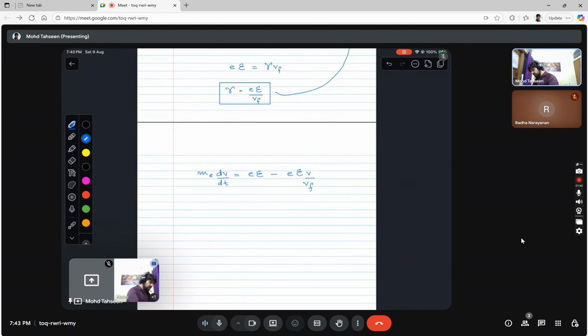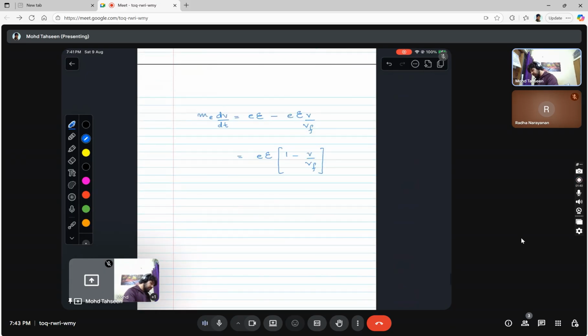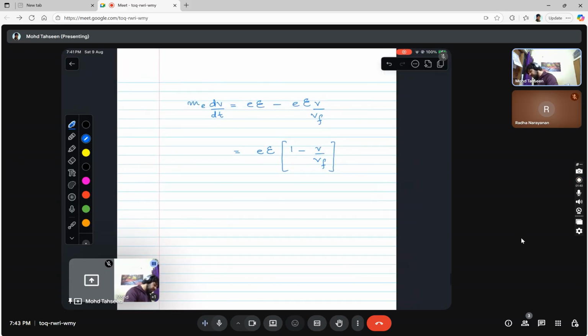And I can again rewrite it as E times 1 divided by 1 minus v divided by v over f, taking these two quantities as common. So this is becoming a differential equation in one variable now, which we solve. In the interest of time, I'll just directly write the solution to this equation.